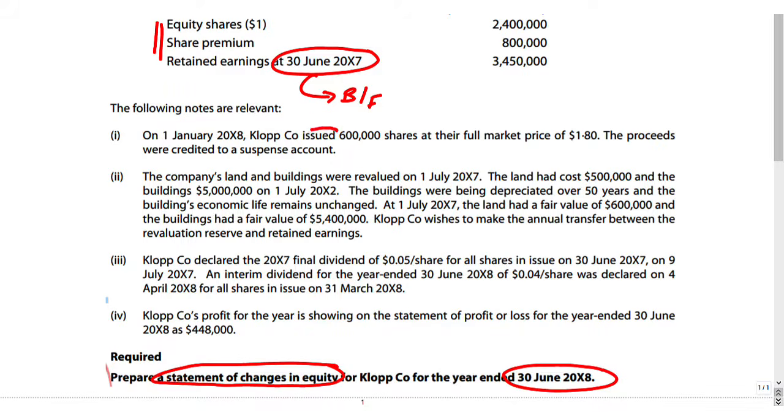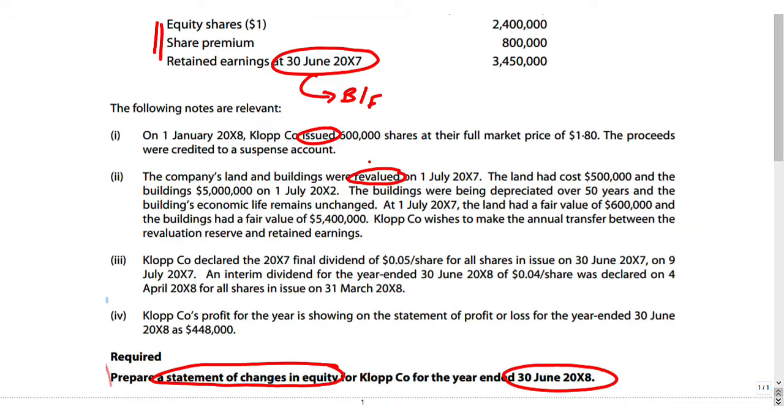there's an issue of shares, so Klopp looking to bring in some additional finance to the business. You can also see as well that in part 2 there's some form of revaluation. So when there's a revaluation of property, plant and equipment, that creates a revaluation surplus, and that revaluation surplus appears within the equity section of your statement of financial position, and therefore will appear on your statement of changes in equity.